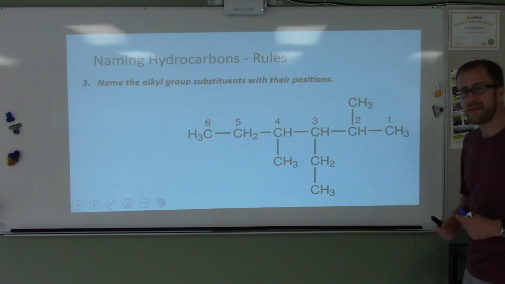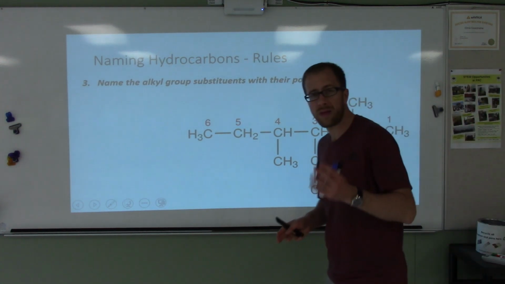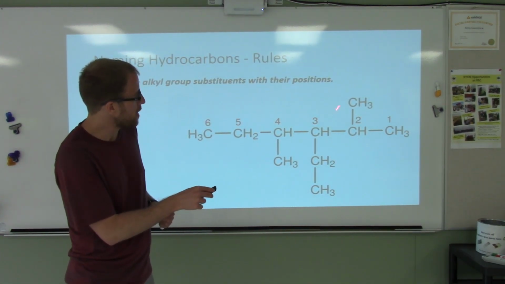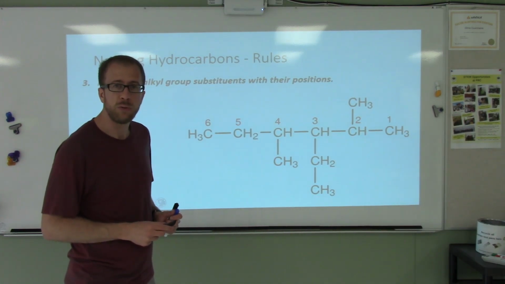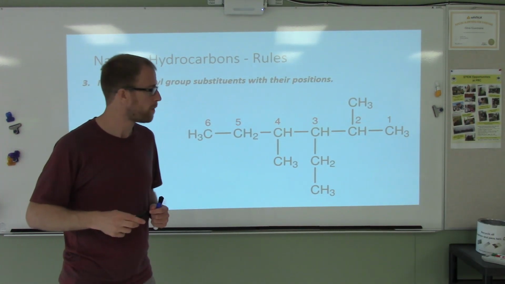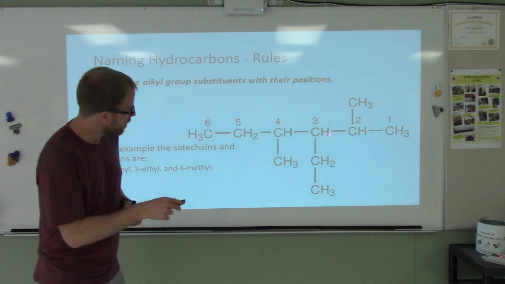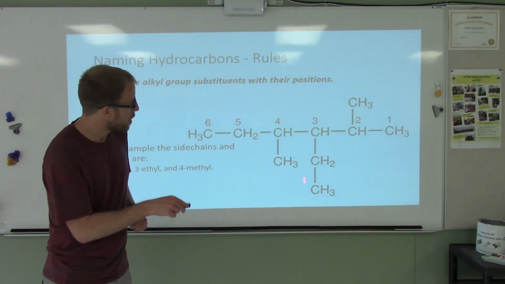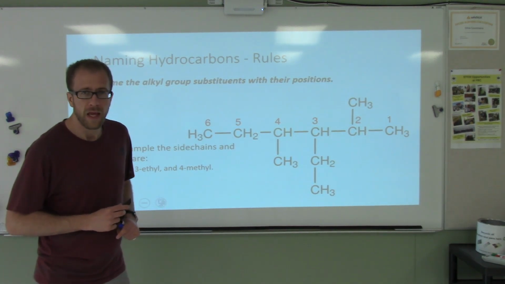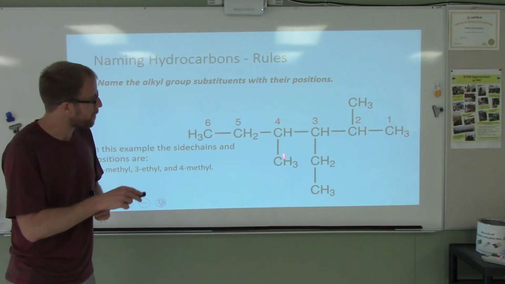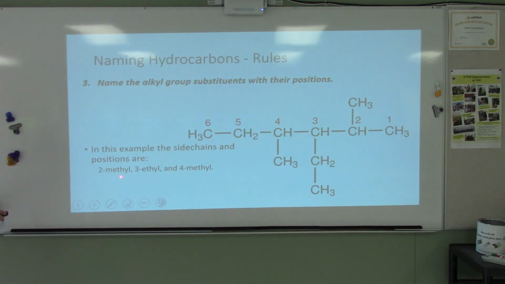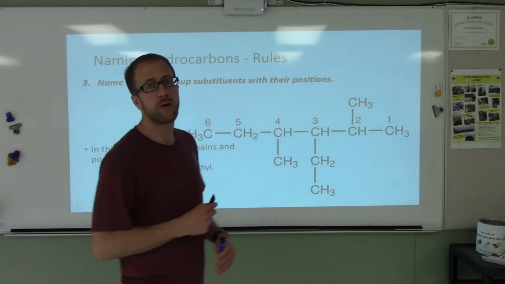Next, you want to name the alkyl group substituents with their positions. So if we look here, we have 1 here at carbon 2, so that would be 2-methyl. We have 1 here, and that's a 2-carbon substituent group. That would be 3-ethyl. And then we have another one here on carbon 4, and that is 4-methyl. So we have 2-methyl, 3-ethyl, and 4-methyl as our substituent groups.